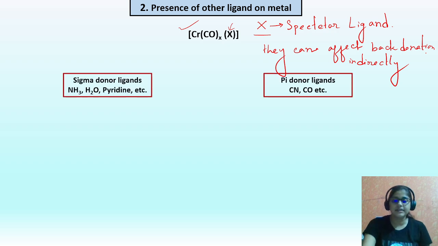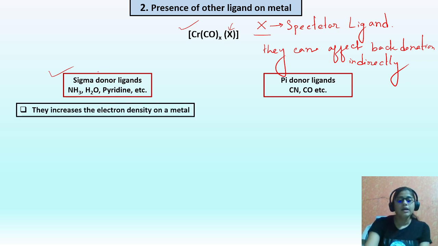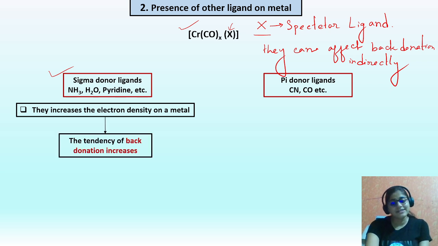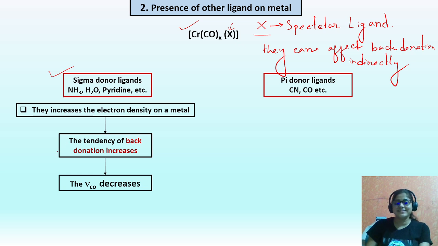Okay, so two important things are there. We know the ligands can be of three types: sigma donor, pi donor, and sigma donor, pi acceptor. Whenever sigma donor ligands are present, like NH3, H2O, pyridine, etc., or halogens, what will happen? They increase the electron density on the metal, because they donate an electron pair to the metal. That is good for back donation. So the tendency of back donation increases, and nu CO decreases. The M-C bond strength will increase, but it has a negative impact on nu CO. You have to relate it.